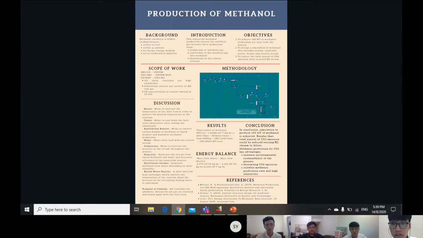Today, me and my group mates will present about the production of methanol. My name is Ng Yi Hui, 1001747314. This is a poster which contains objective, background, scope of work, methodology, introduction, discussion, result, conclusion, and reference. Now I will pass to my group mate to further explain the content of this poster.